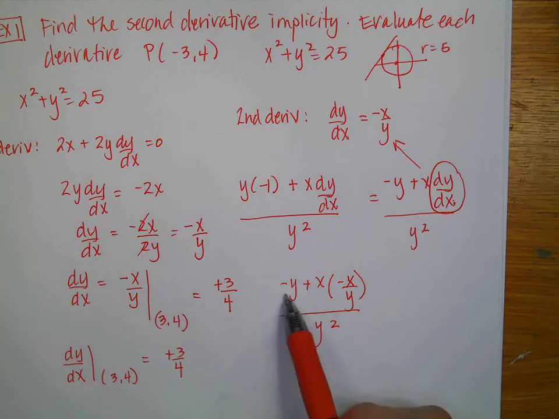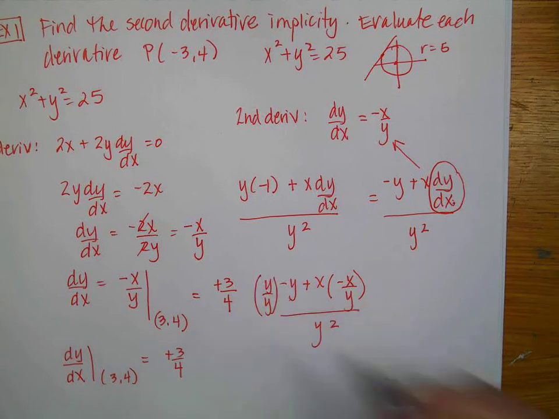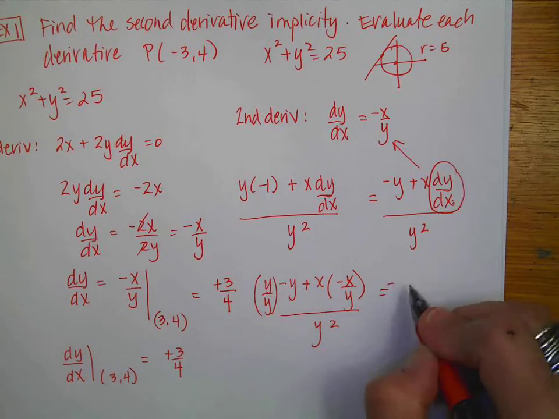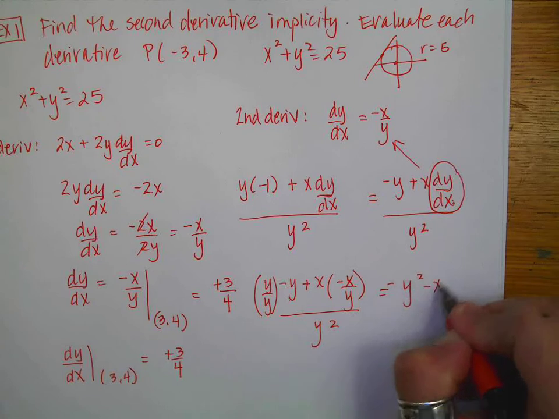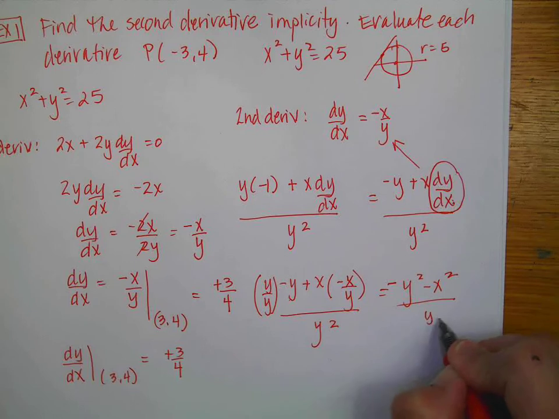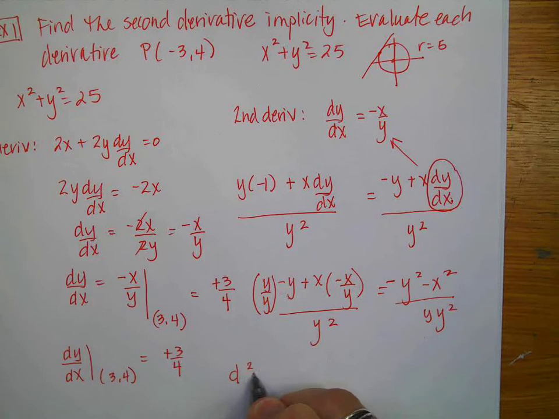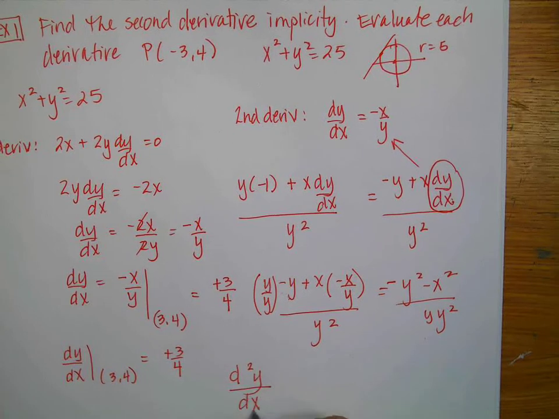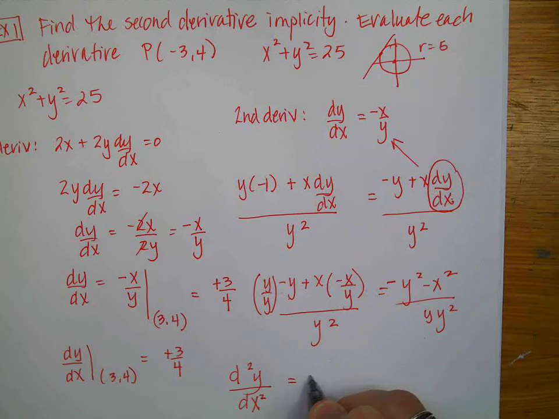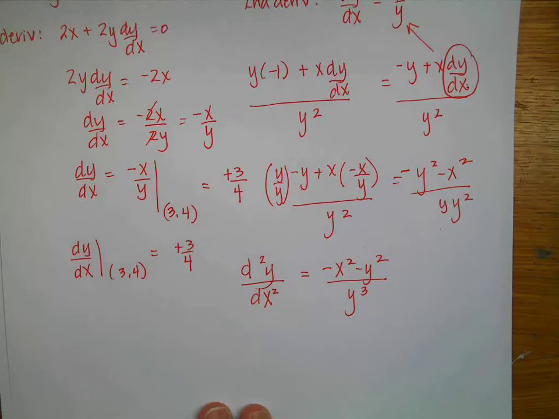To make my math life easier, I need to put these fractions together, so I'm going to multiply this fraction by y over y. So I get -y squared minus x squared over y squared. So my second derivative, and the notation is a little bit weird, is going to be -x squared minus y squared over y cubed. There's my handy-dandy notation.